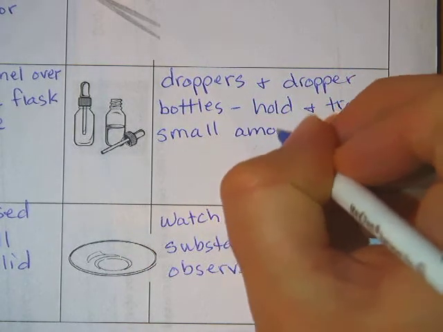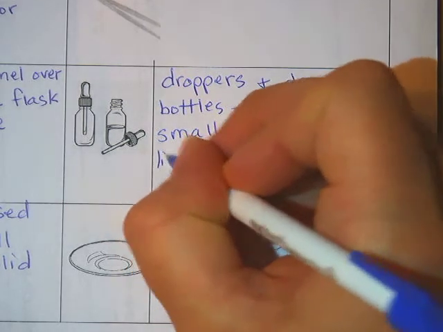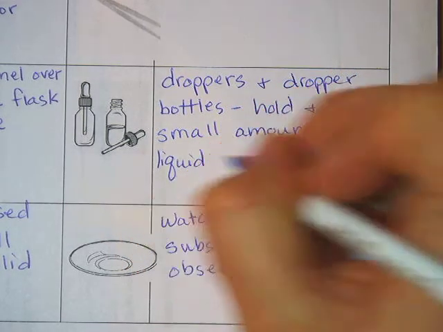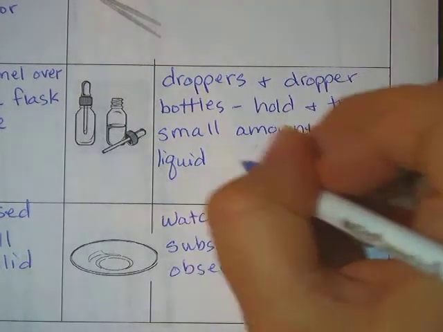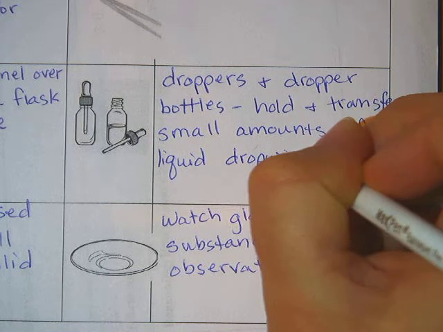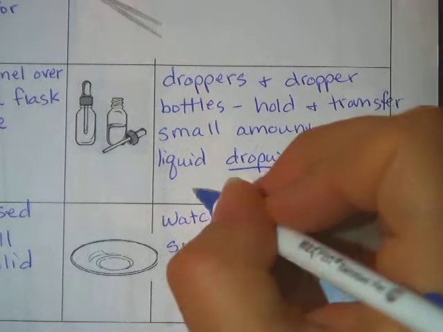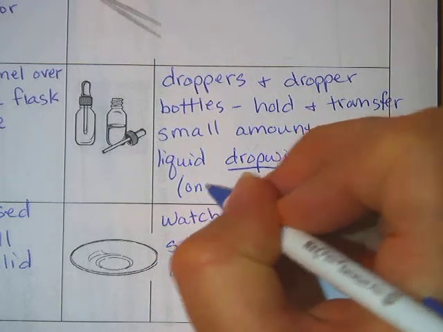And I'm going to teach you another new word. Are you ready for this? Here's a new word. We hold and transfer small amounts of liquid dropwise. What do you think dropwise means? If you said one drop at a time, you are correct.